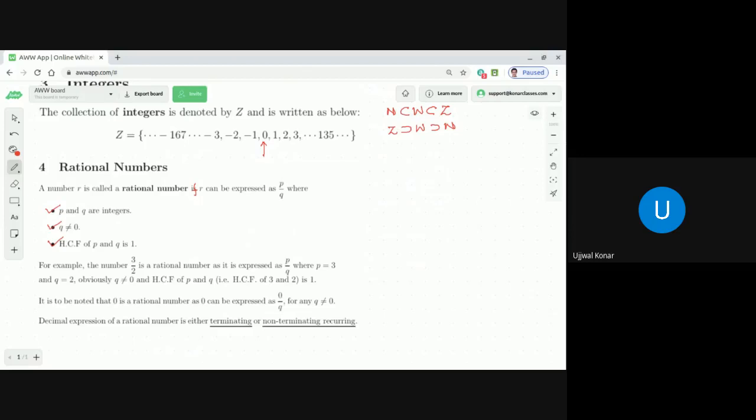Now, 0 is also a rational number. How do you know, dear students? We can express 0 as 0 by Q, where Q is not equal to 0, Q is an integer, and the highest common factor between 0 and Q is 1.